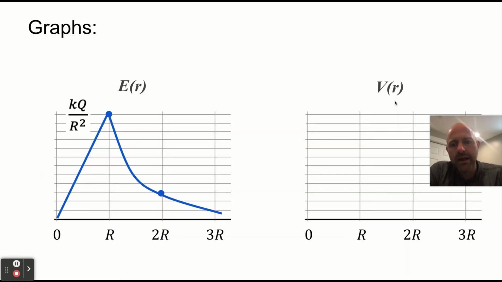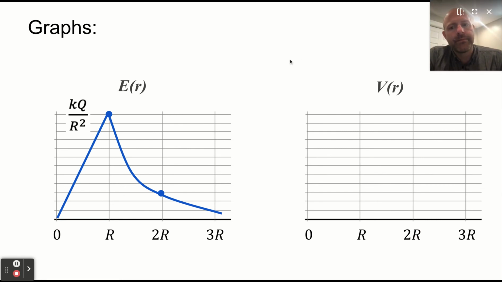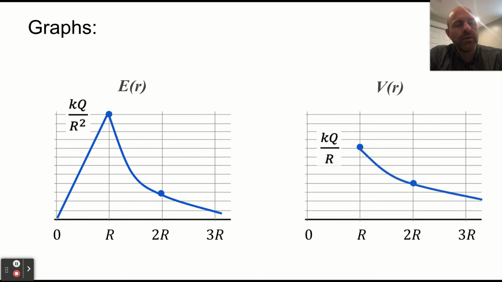And so what does that look like? Well, KQ over R happens at R, and it's a 1 over R relationship when you're outside of the sphere. But inside, it increases and reaches a maximum where it sort of flattens out at 0. And that's 3 KQ over 2R. So 3 halves of what is found at the surface.